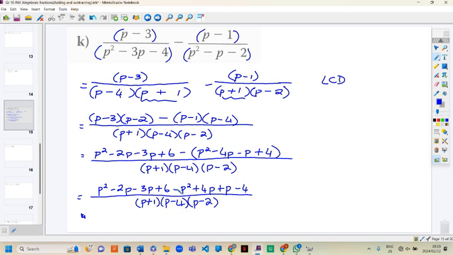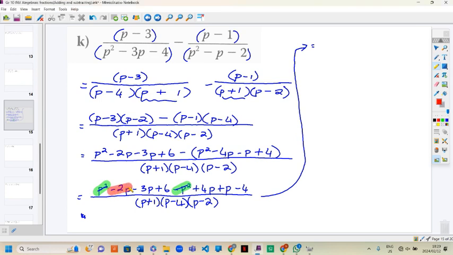Okay, so now I'm still not finished. Why not? Because I need to add those like terms now. I'm going to bring this up to the top here because I'm running out of space. Equals. So I need to get my like terms. P squared minus p squared gives me 0. Fantastic, they cancel out.